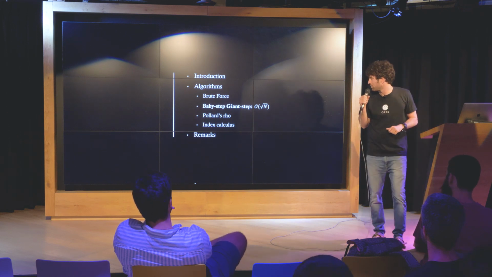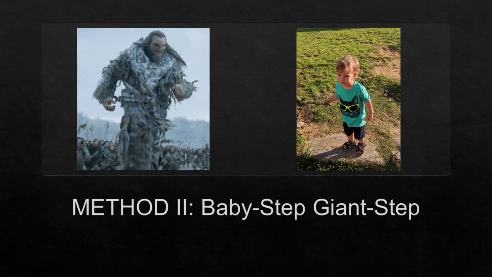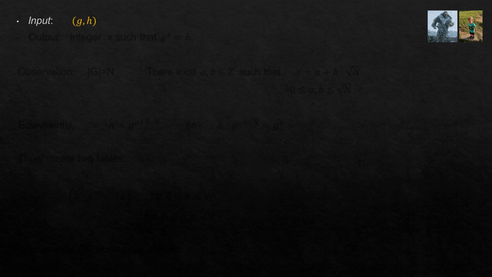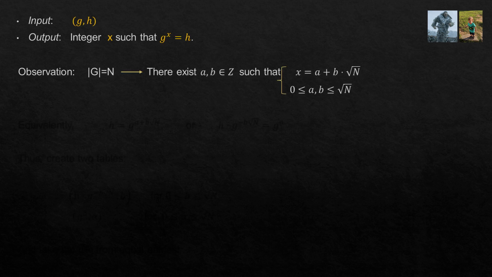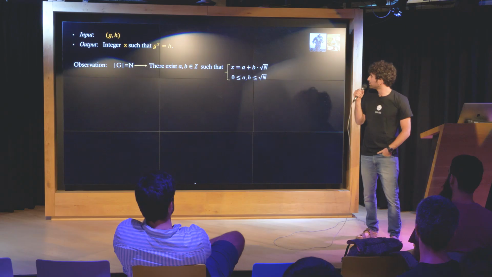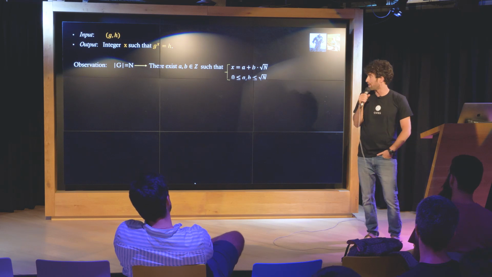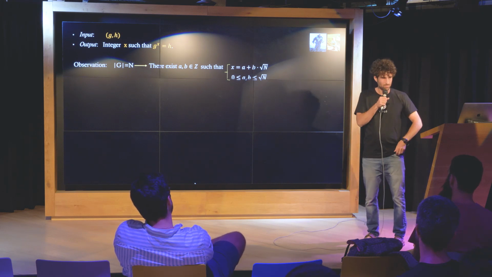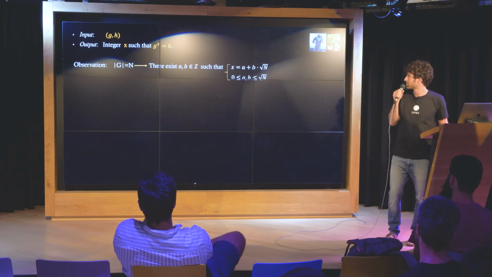The first one is called baby step, giant step. So again, input, 2 group elements, G and H. We want to output an integer x such that G to the power of x is equal to H. And the observation underlying this specific method is the following. If the group size is n, then there exist 2 integers, a and b, such that x can be written as a plus b times the square root of n. And a and b are small, something between 0 and the square root of n.